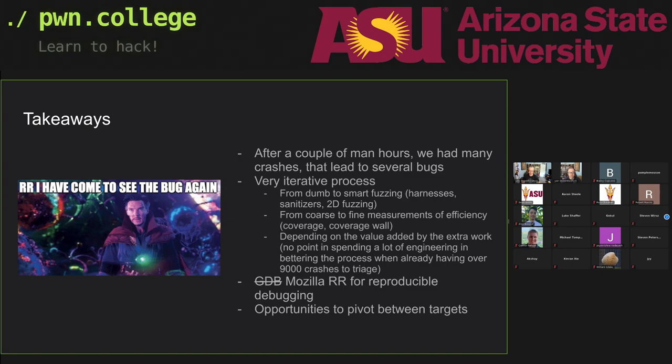The team also grew familiar with Mozilla rr, which has a pretty big advantage over GDB in the sense that an execution is recorded. Then you can fast forward and rewind through that particular execution. This meant that debugging was a lot easier because the execution is constant. We didn't have to worry about any addresses being randomized or stuff like that.